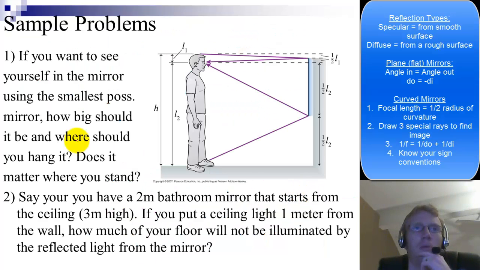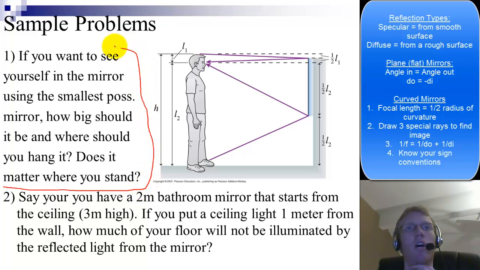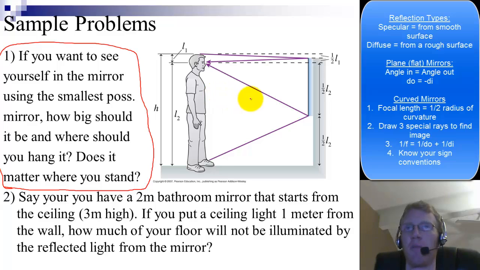Okay, let's do a sample problem. Suppose you want to see yourself in the mirror using the smallest possible mirror. How big should it be and where should you hang it? Does it matter where you stand? Well, I guess I need some more space to work this problem out. So let's just talk about it, because I got the picture here already drawn. So this is pretty much the solution.